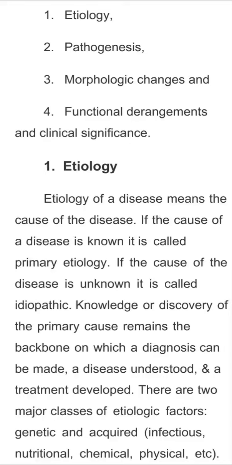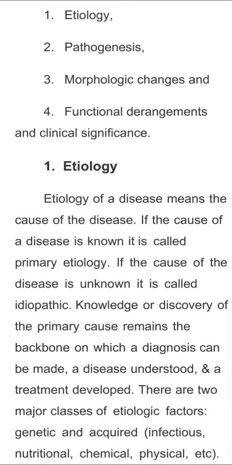Speaking about the etiology of a disease, it means the cause of the disease. If the cause of disease is known, it is called primary etiology. If the cause of disease is unknown, it is called idiopathic. Knowledge or discovery of the primary cause remains the backbone on which a diagnosis can be made, a disease understood and the treatment developed.